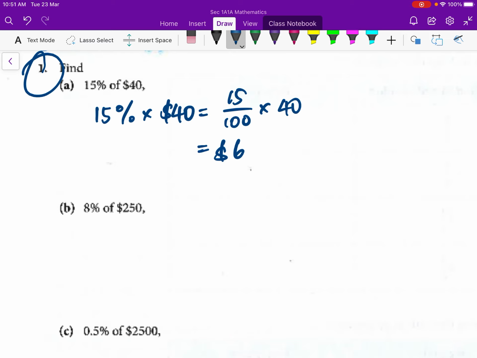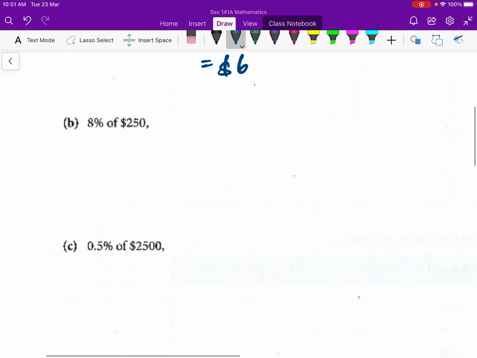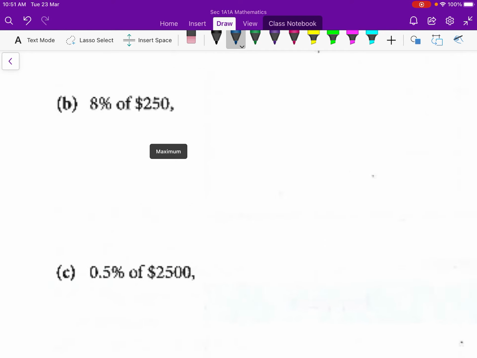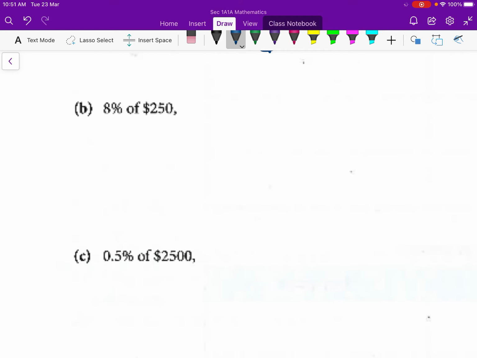Next question. 8% of $250. Okay, I'm going to write it down below the question so that you can see exactly how they are related. So 8% is our 8 over 100. The word of is just a times. The 250, just copy down. Okay, let me highlight to show you that they are the same.